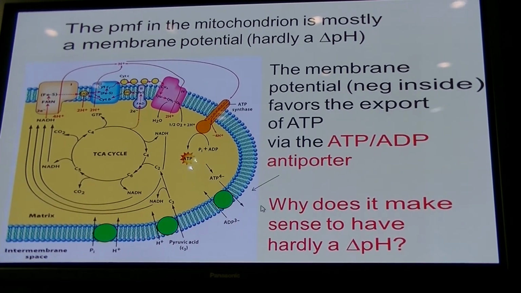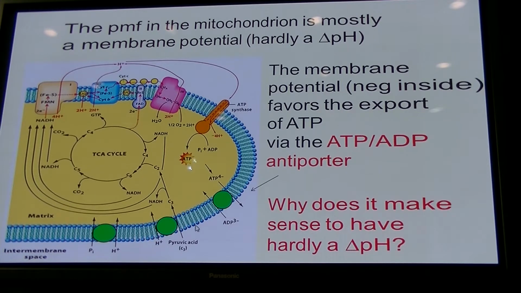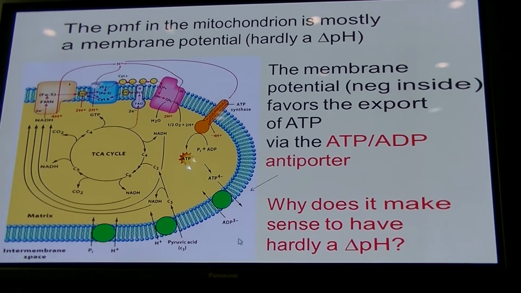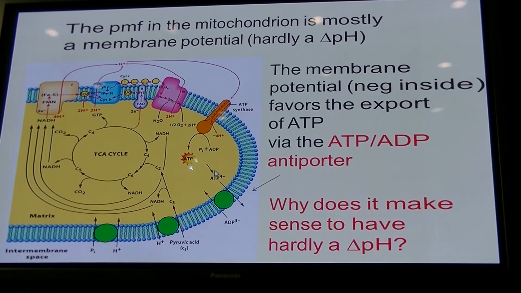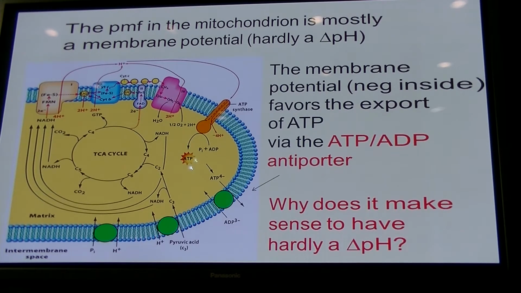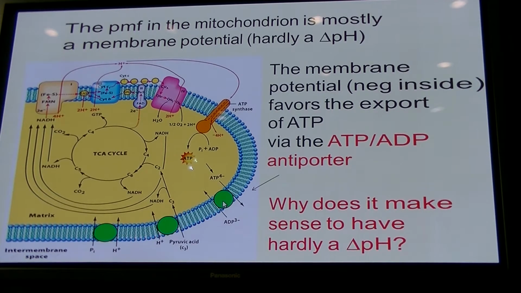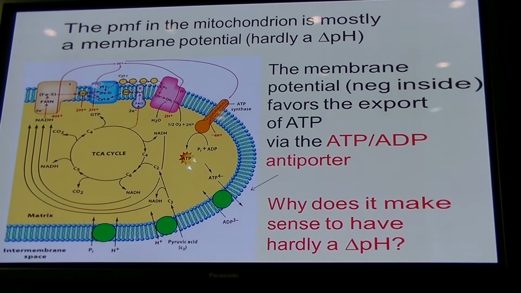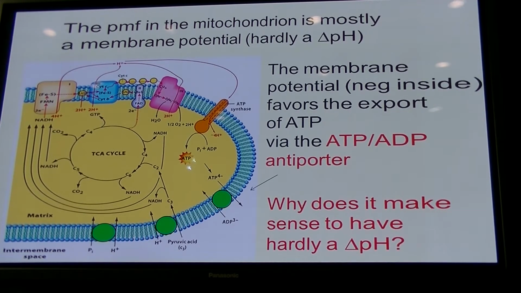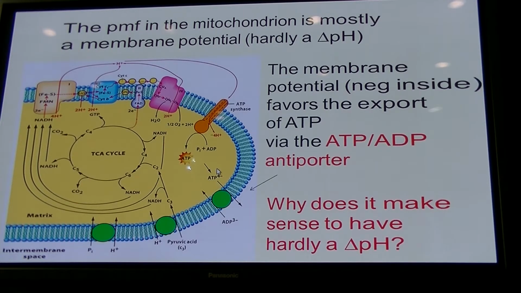Now, this membrane potential is of course positive out and negative in the matrix. It favors the export of ATP together with a simultaneous import of ADP. Because ATP is more negatively charged than ADP, and because of the membrane potential, in this carrier right here, that more negatively charged ATP is pushed out of the matrix. The membrane potential is positive out, negative in. Okay?